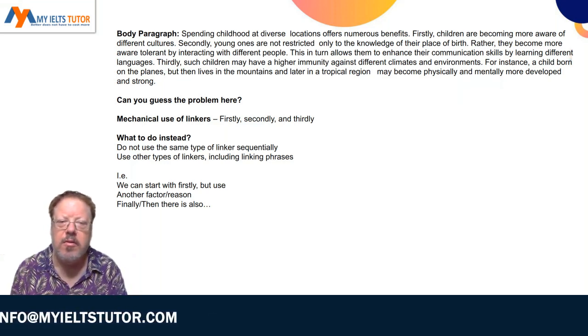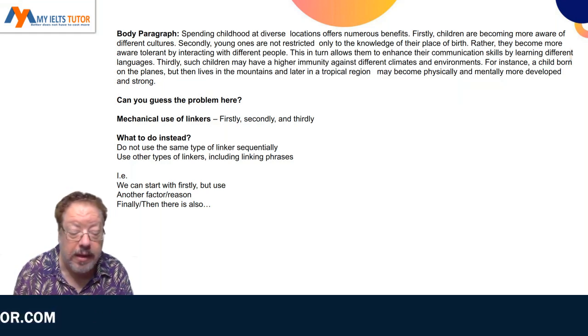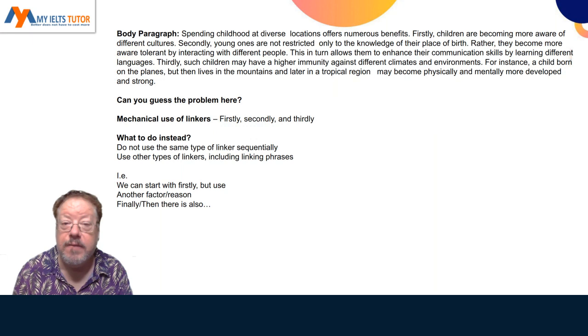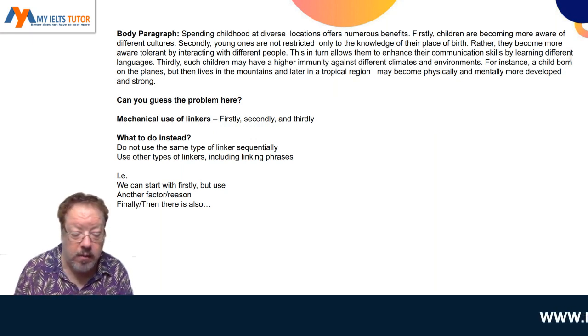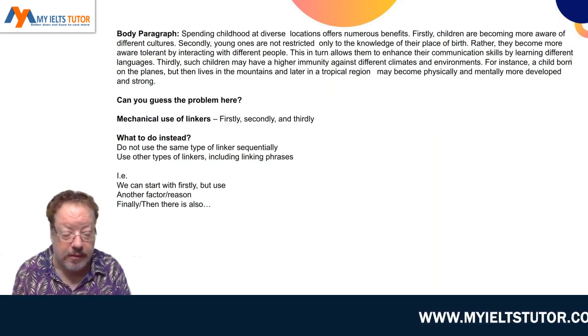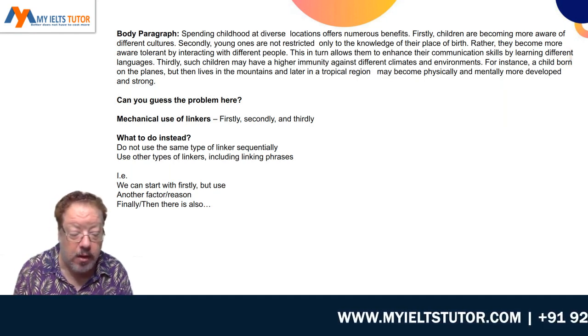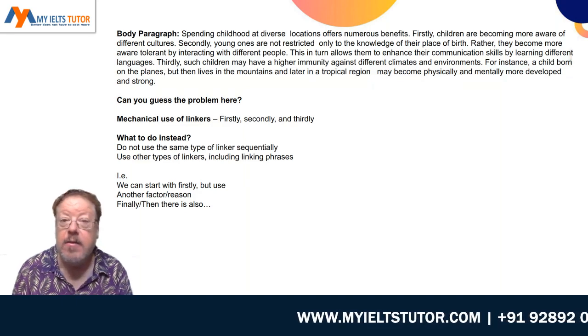You want to use different types of linkers. So you don't want to use the same type of linker sequentially. You should use other types of linkers, including linking phrases too. So for example, we can start with firstly. That's good. But then for the next one, we could use another factor or reason. And then we can end with, say, finally, or we can also use, then there is also.